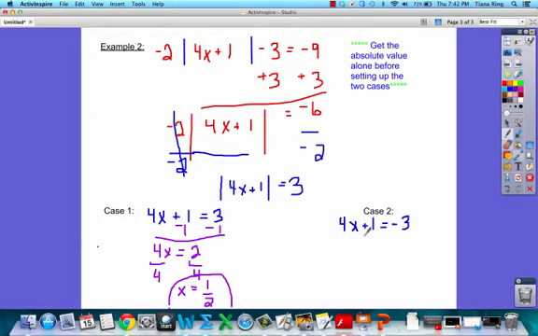Okay, if we move on to case 2, again, we're going to start off by subtracting 1 from both sides. But since that is a negative 3, we're going to get negative 4 when we add them. Okay, so we're getting 4x equals negative 4. Okay, and just like the last problem, we want to divide by this 4. Okay, so a negative divided by a positive will give us a negative. So our answer is going to be negative 1.